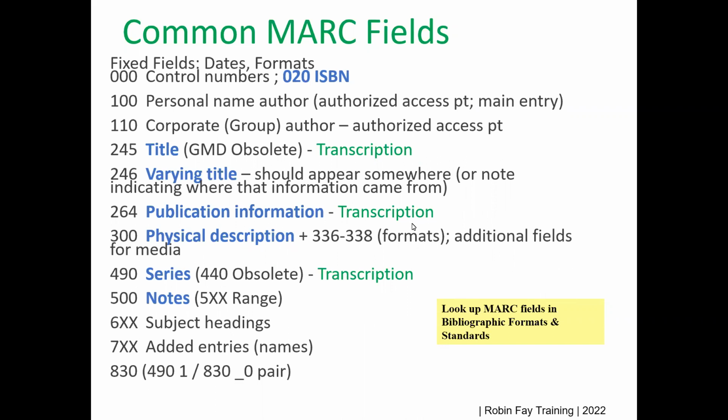264 is the publication field. There's a little bit of variety there, but the dates and the publishing information should match somewhere on your piece. 300 field, that is the physical description. You should have the same kind of format, and it should be the same.